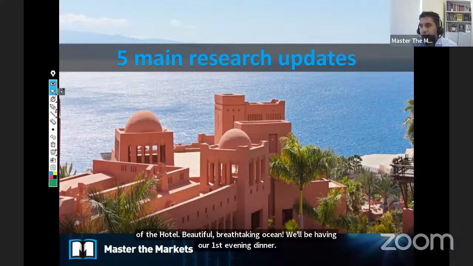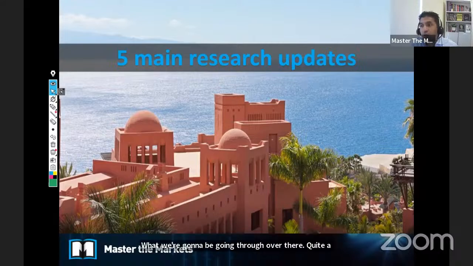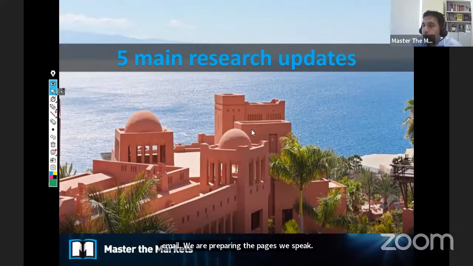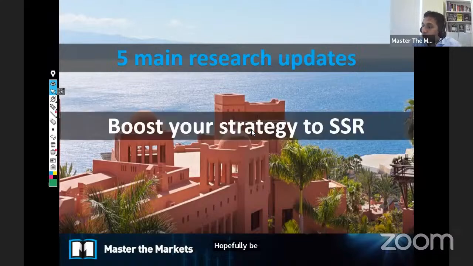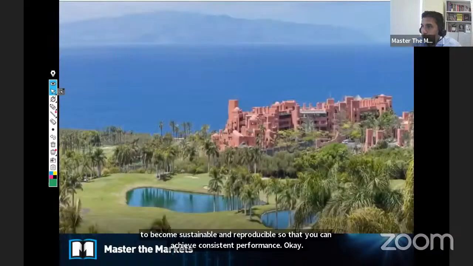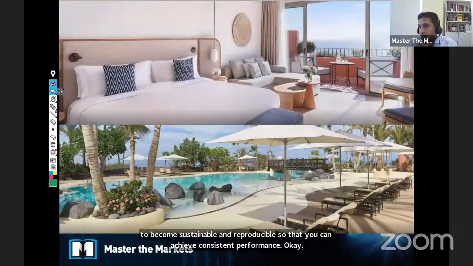We're going to be going through 5 main research updates, and a lot of price and volume analysis. A lot of the content would have been sent by email. We're preparing the page as we speak, and hopefully it will be ready by the end of this week. We can show it to you as well. And then it's all towards boosting your strategy to become sustainable, scalable, and reproducible so that you can achieve consistent performance. Okay. So that's what is going to happen at the Elytris Mastermind Annual Summit.